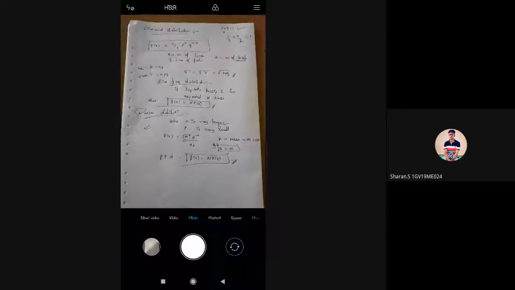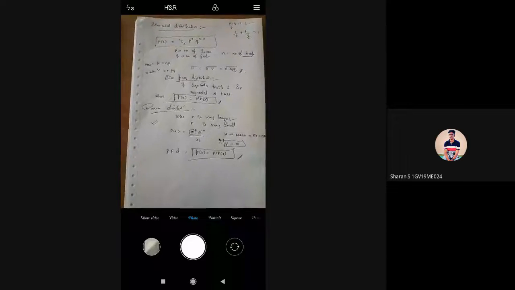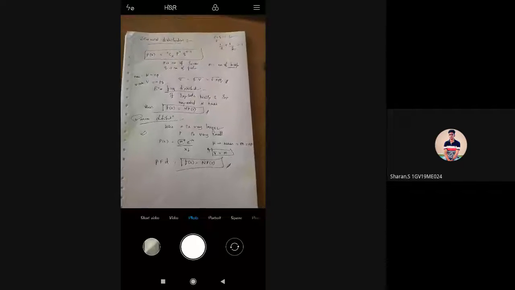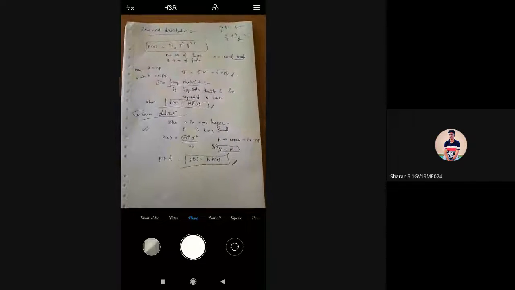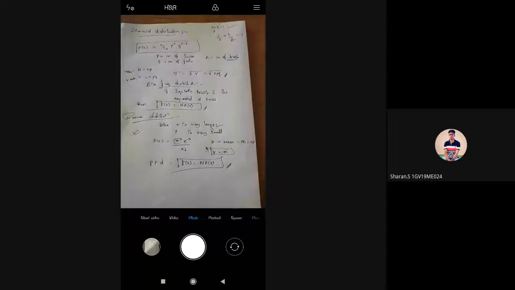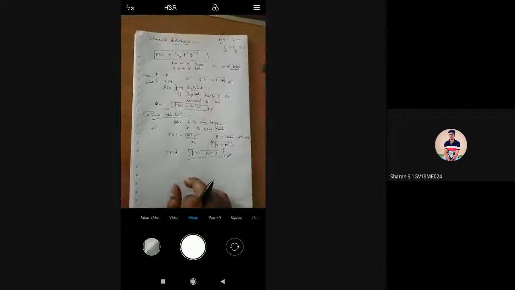Now we have seen the list of formulas. Based on these formulas, we're going to solve the problem. The first problem is very, very important, so listen carefully, and if you have any doubts, you can clear them.